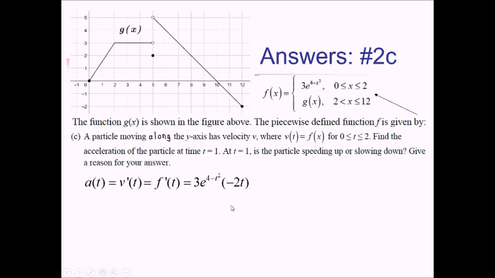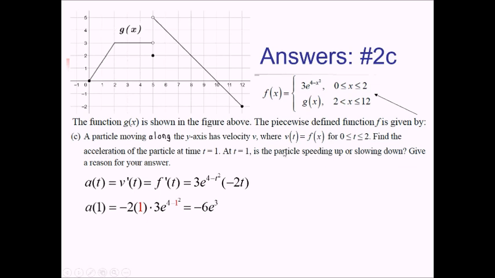And now to find a of 1, which is what they wanted us to do here, acceleration at time 1, that's going to be negative 2 times 1 times 3e to the 4 minus 1 squared. So let's see here. This is going to be 3e to the third. We have a negative 2 here, so negative 6e to the third when all is said and done. So that answers the first part of the question.